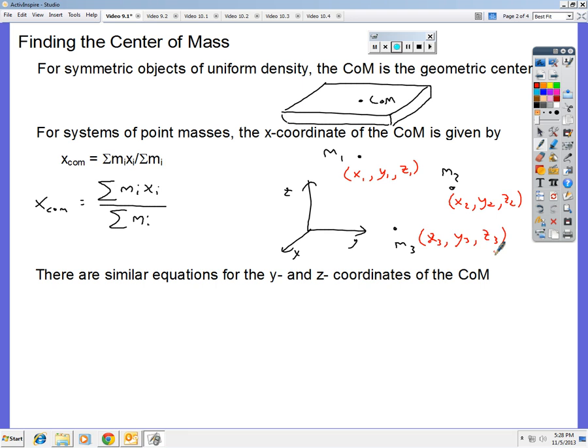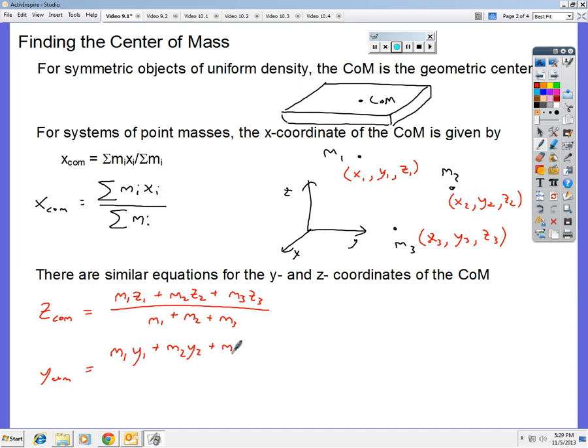So when there's only three particles, it's pretty easy to write out without the sigma notation. So the z center of mass would be m1 z1 plus m2 z2 plus m3 z3, all over the sum of the masses. And the y center of mass is m1 y1 plus m2 y2 plus m3 y3, again, divided by the total mass. And if you've got a system of point particles that doesn't have symmetry that you can use, this is how you have to do it. This is the brute force method.